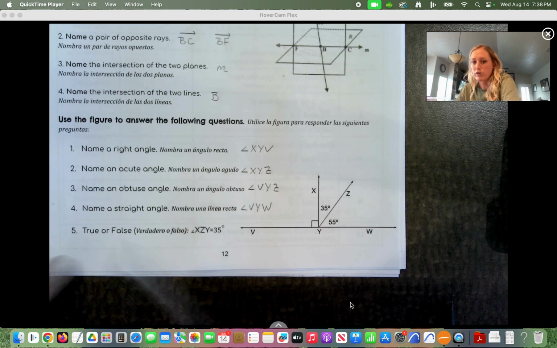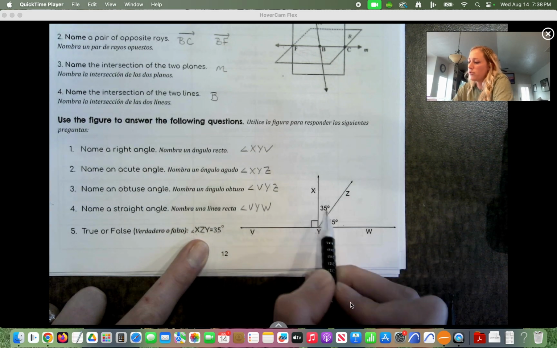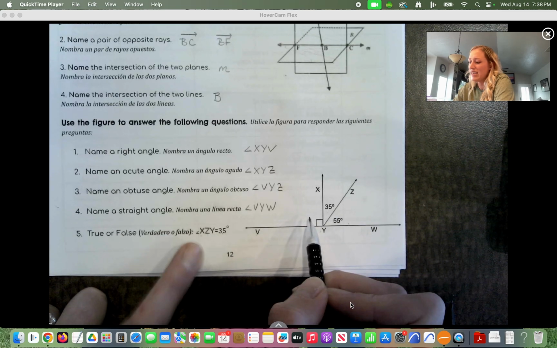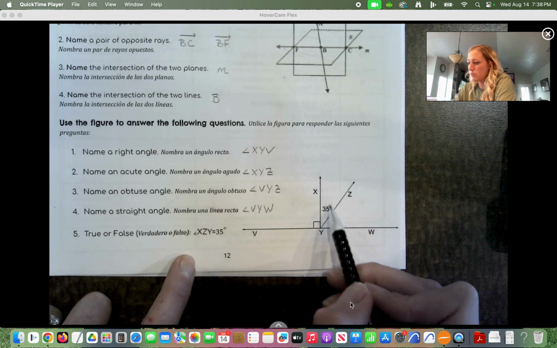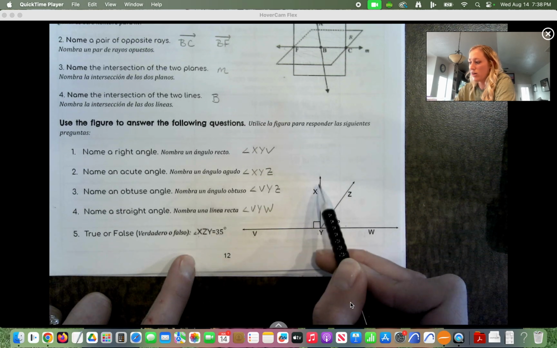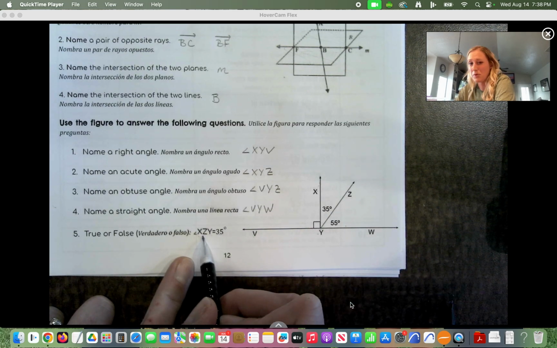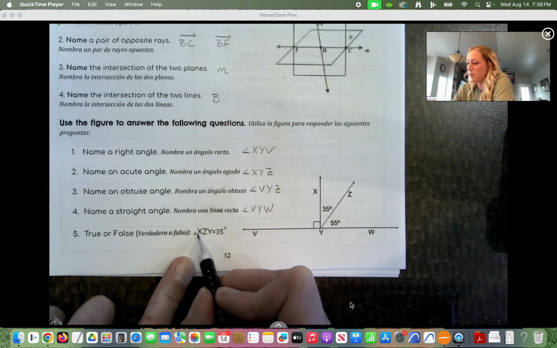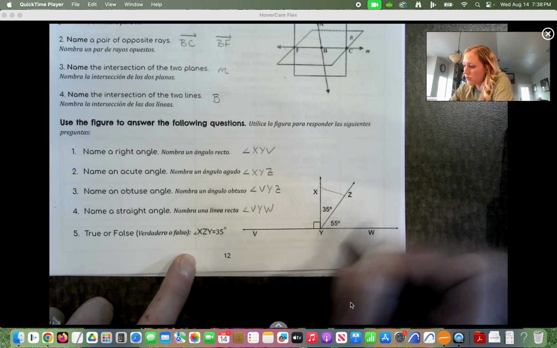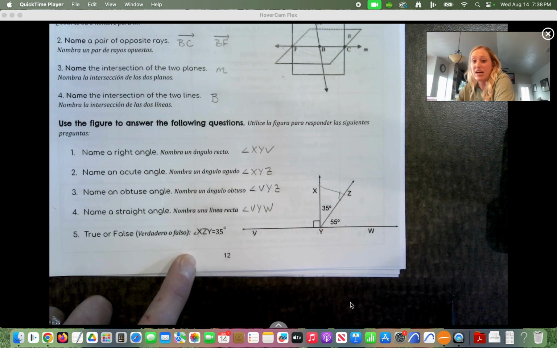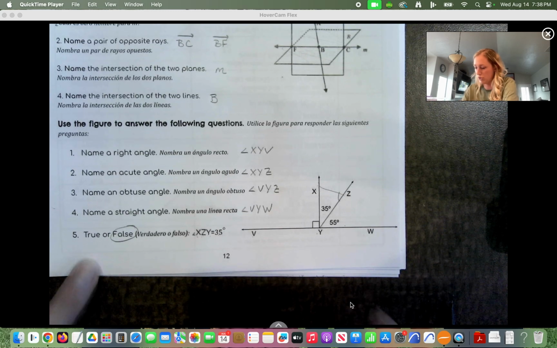True or false? Angle XZY is 35 degrees. So I do see a 35 degree here, but they named the angle in kind of a funky order. This angle needs to be named with Y as the middle letter, either XYZ or ZYX. They did not put Y as the middle letter. So the angle they're talking about, angle XZY, is X to Z to Y. So they're actually talking about this angle. Unfortunately, I don't know if that's 35, so we're going to say false. We don't know that to be true.